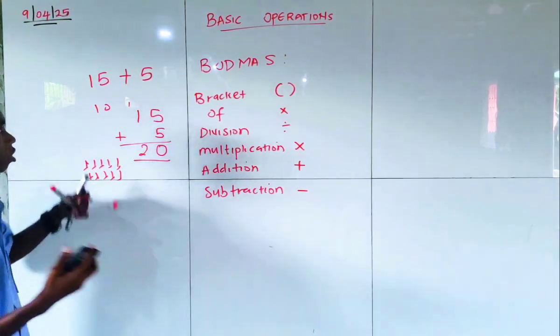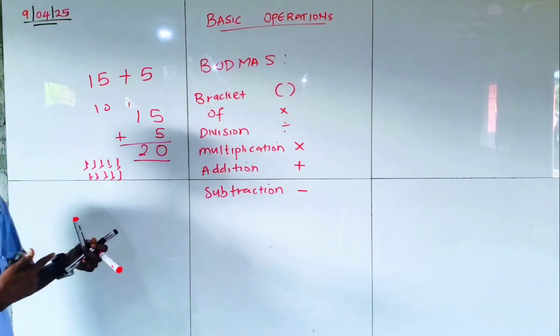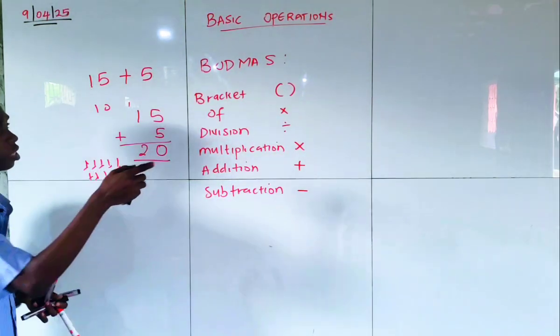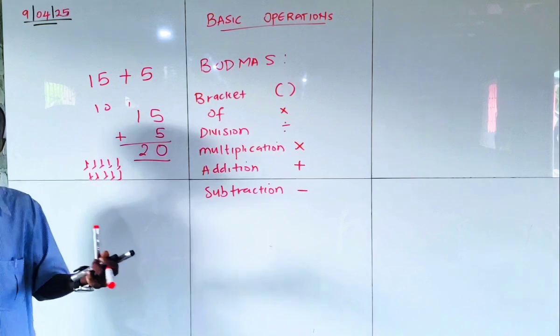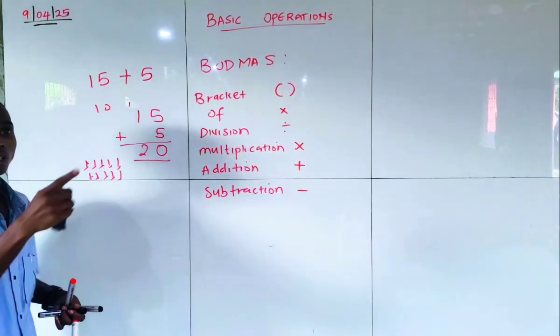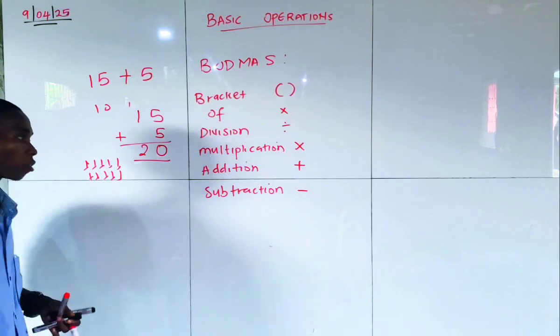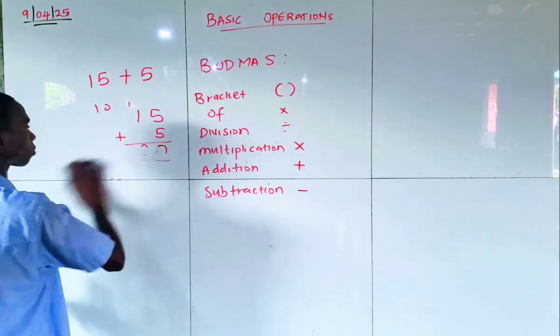Very simple. Any number they are giving you, just try to add the two numbers together and you get your answer. If possible, you can just count 15 and also count 5. That's what some people normally do. They count 15 and also count 5 and add everything together. You get your answer. So now let's move to subtraction.